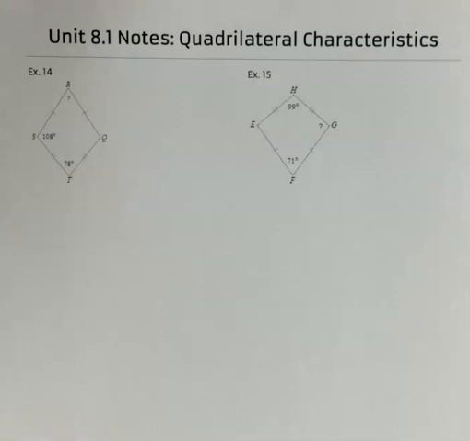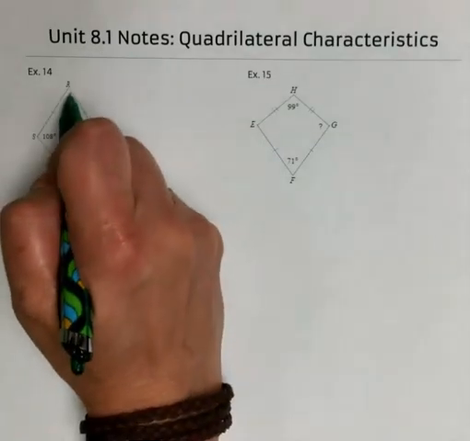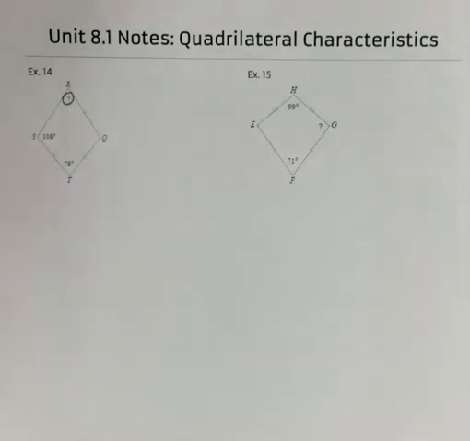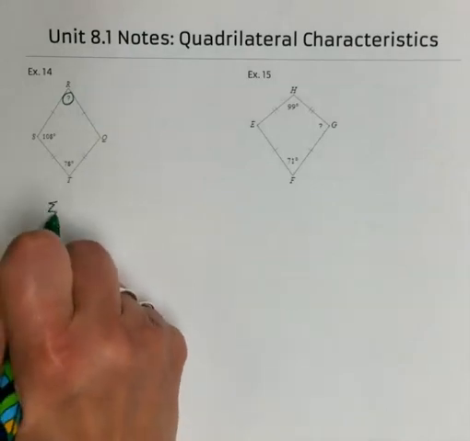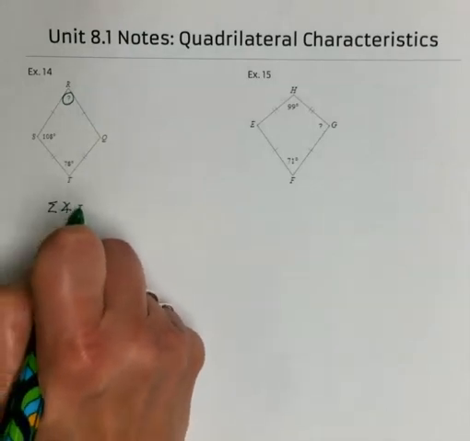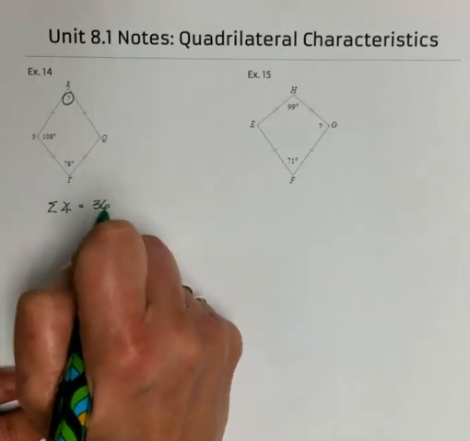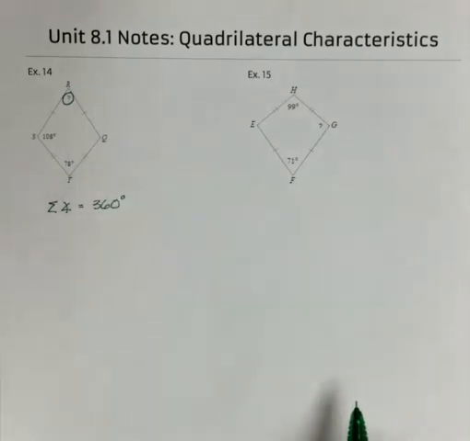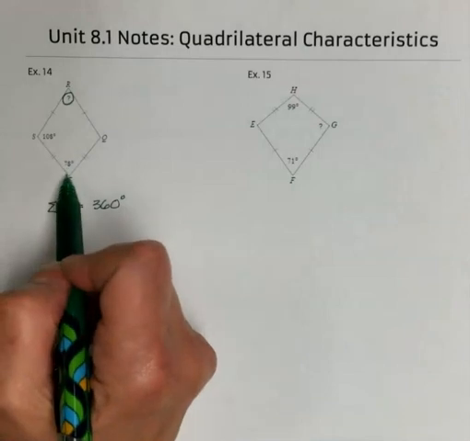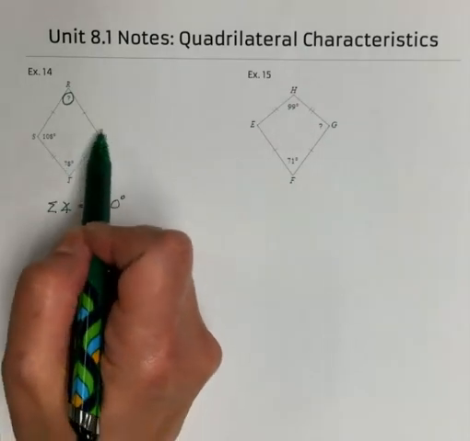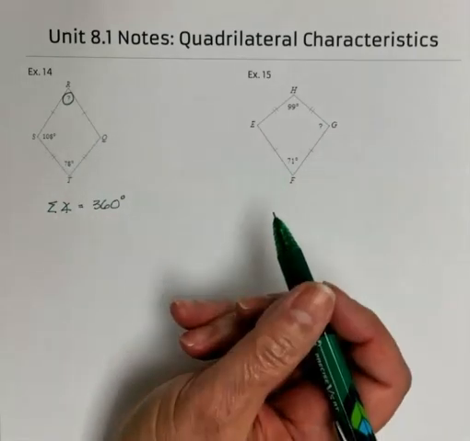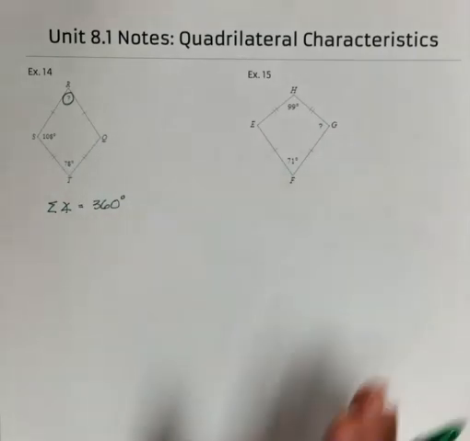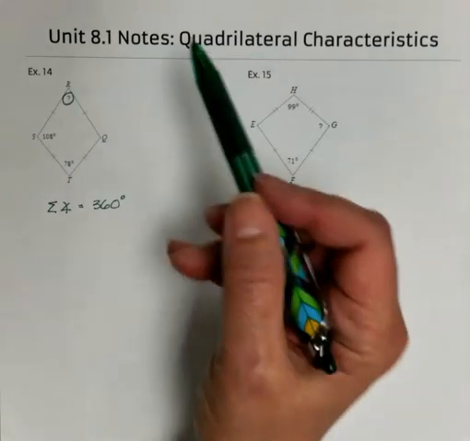For example 14, we are looking for that angle. What do we know? The sum of the angles in a kite equals 360 degrees. We know 2 of them. If we knew the measure of angle Q, we could add these 3 up and subtract it from 360. So how do we find the measure of angle Q?